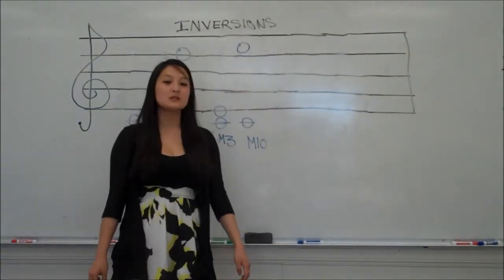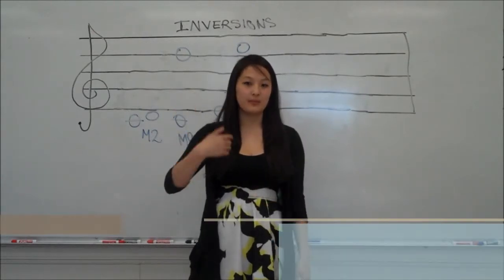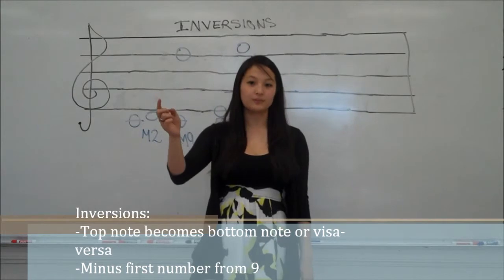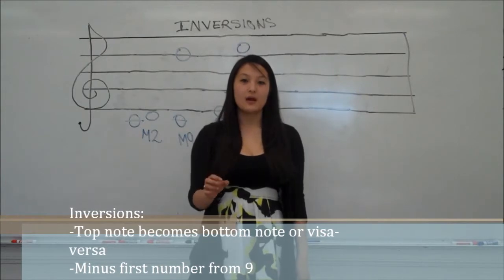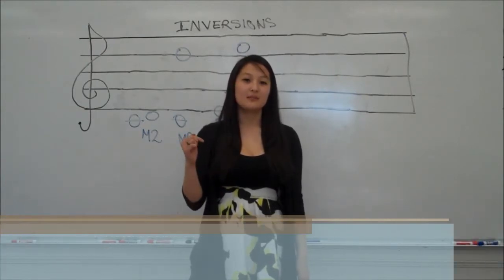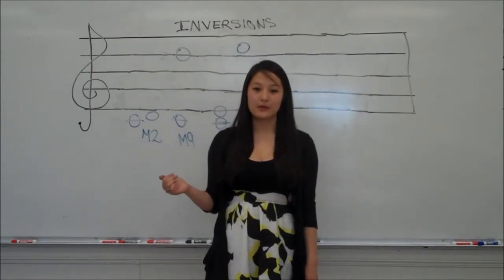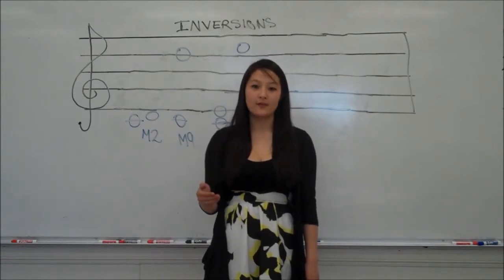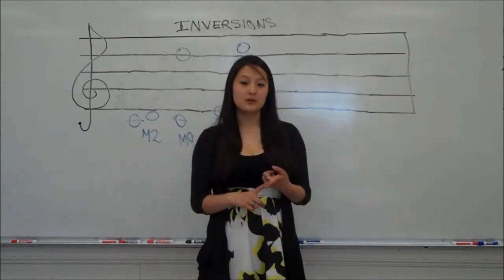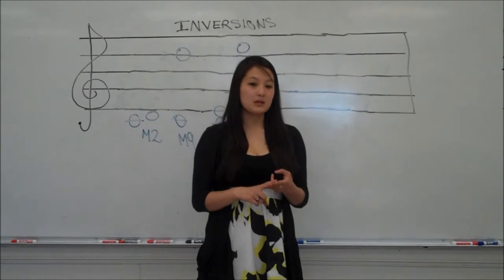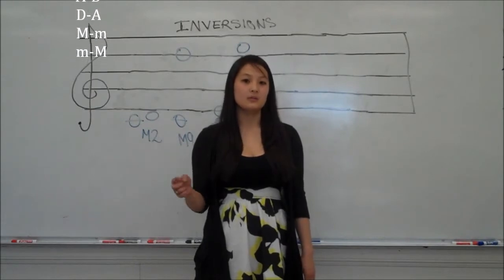Next we talked about the inversions of intervals. And so this was when you had the top note of an interval become the bottom note, or the bottom note became the top note. And to figure out what the number of the new interval would be, you take the first note number and you would minus that number from 9. So for example, if your first interval was a perfect fifth, you would do 9 minus 5, so you know that your new interval would be a perfect fourth. So remember, perfect intervals always go to perfect intervals, augmented goes to diminished, diminished goes to augmented, major goes to minor, and minor goes to major.